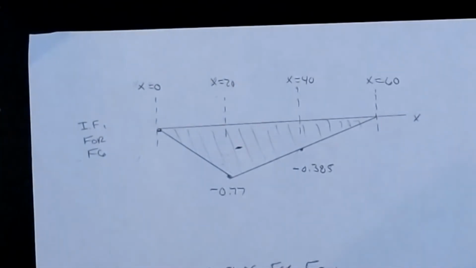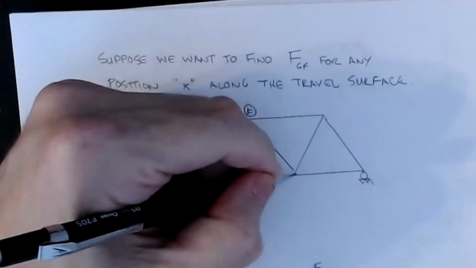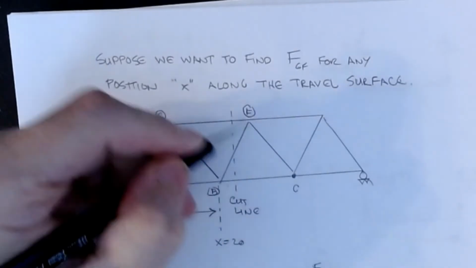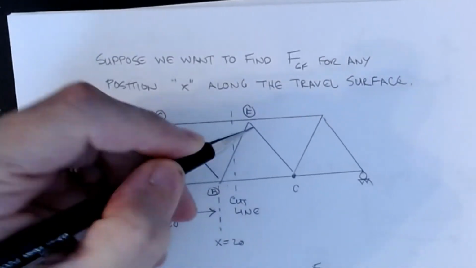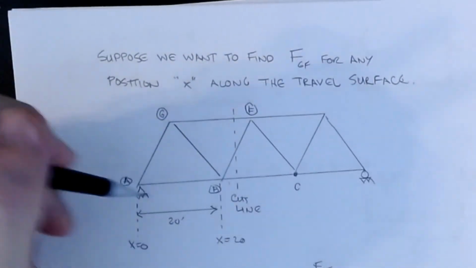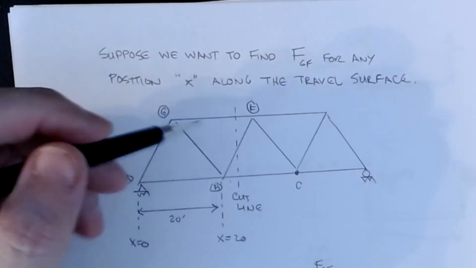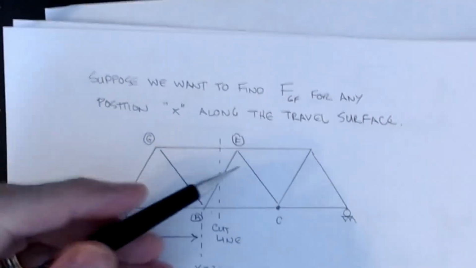Say we want to find FFC, and this is C here. I want to know what's going on with this member across the web. These web members do some funny things sometimes as we start to move loads. Now, we have a simply supported truss. The same process works for cantilever trusses or whatnot. You just have to reset your equations for the supports. But we're after what's going on with this web, and that's the FFC member.